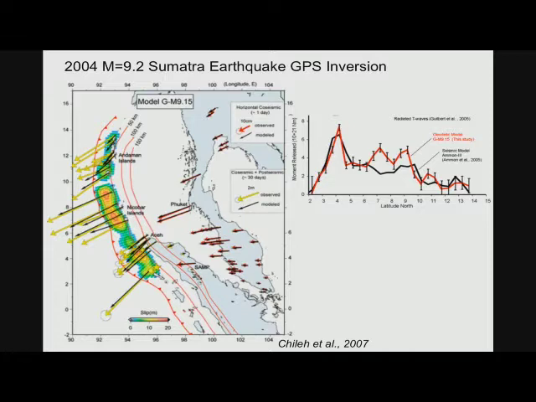I think Jeff showed you examples of how we do this in a very analogous manner with GPS data. So this is for the 2004 Sumatra earthquake, showing observed displacements during that earthquake, GPS displacements that were inverted for a slip distribution. So here's slip in meters for this earthquake. So we can actually compare what we get from inverting GPS and from seismic.